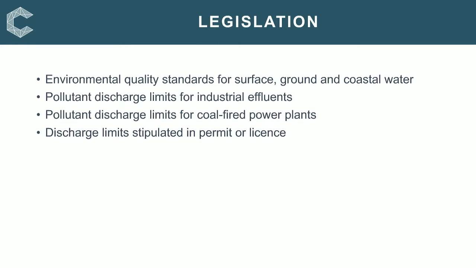Most countries have regulations on the quality of their surface, ground and coastal waters, and these will limit the amount of pollutants that could be discharged into them. Some countries have national regulations limiting the amount of pollutants that can be emitted in effluents from industry, and these of course will cover power plants. But there are only a few countries which have set limits explicitly for discharges from coal-fired power plants.